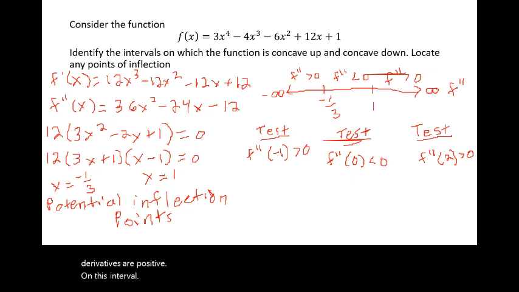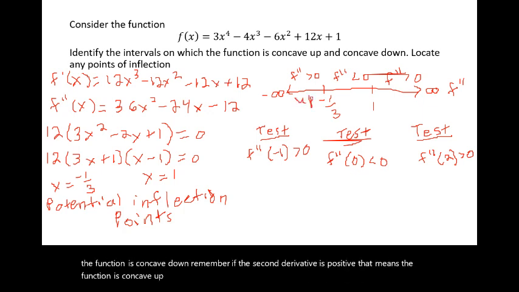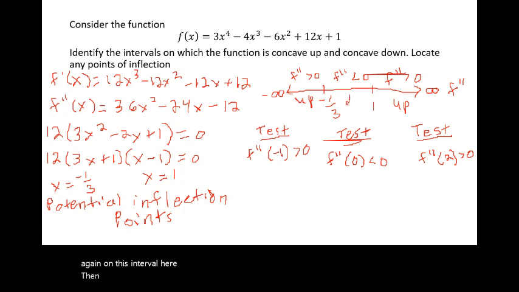So let's tie this all together and figure out where the function is concave up and where it is concave down. Remember, if the second derivative is positive, the function is concave up. So the function is concave up on this interval here, and concave up again on this interval here. Then it is concave down right here between negative 1/3 and 1.